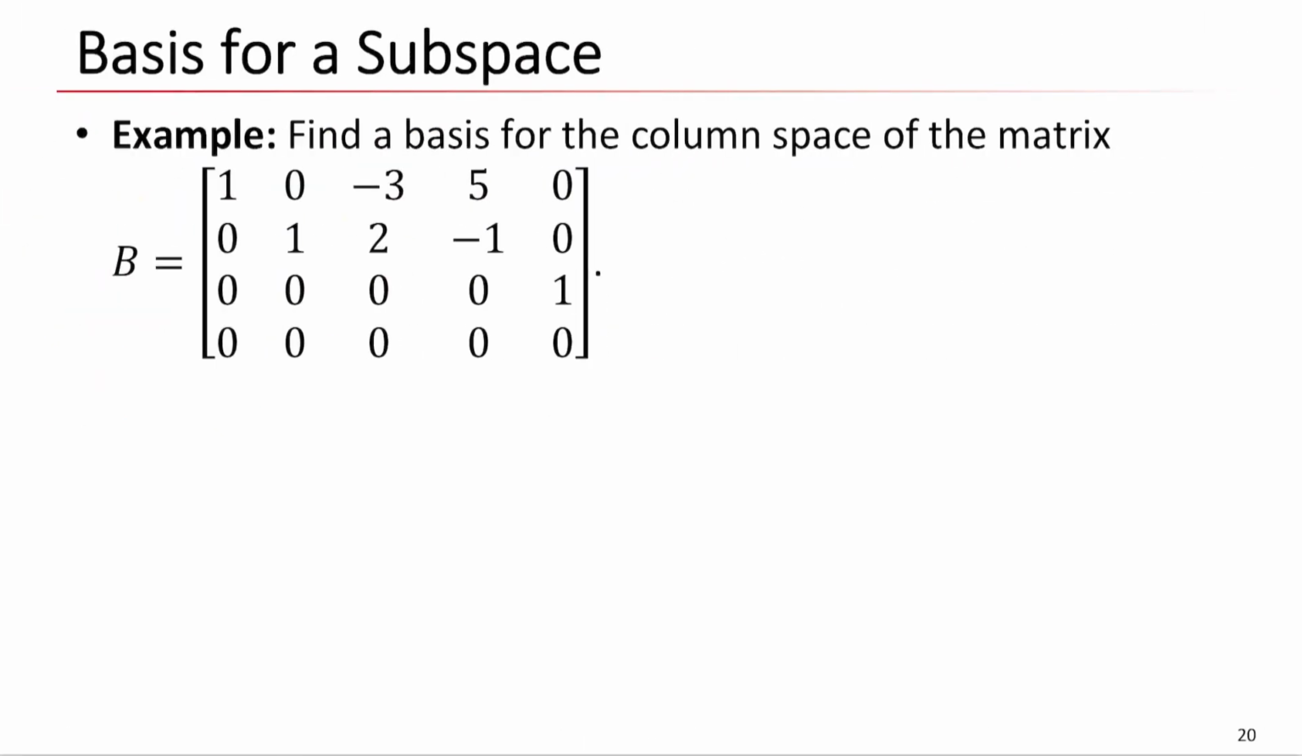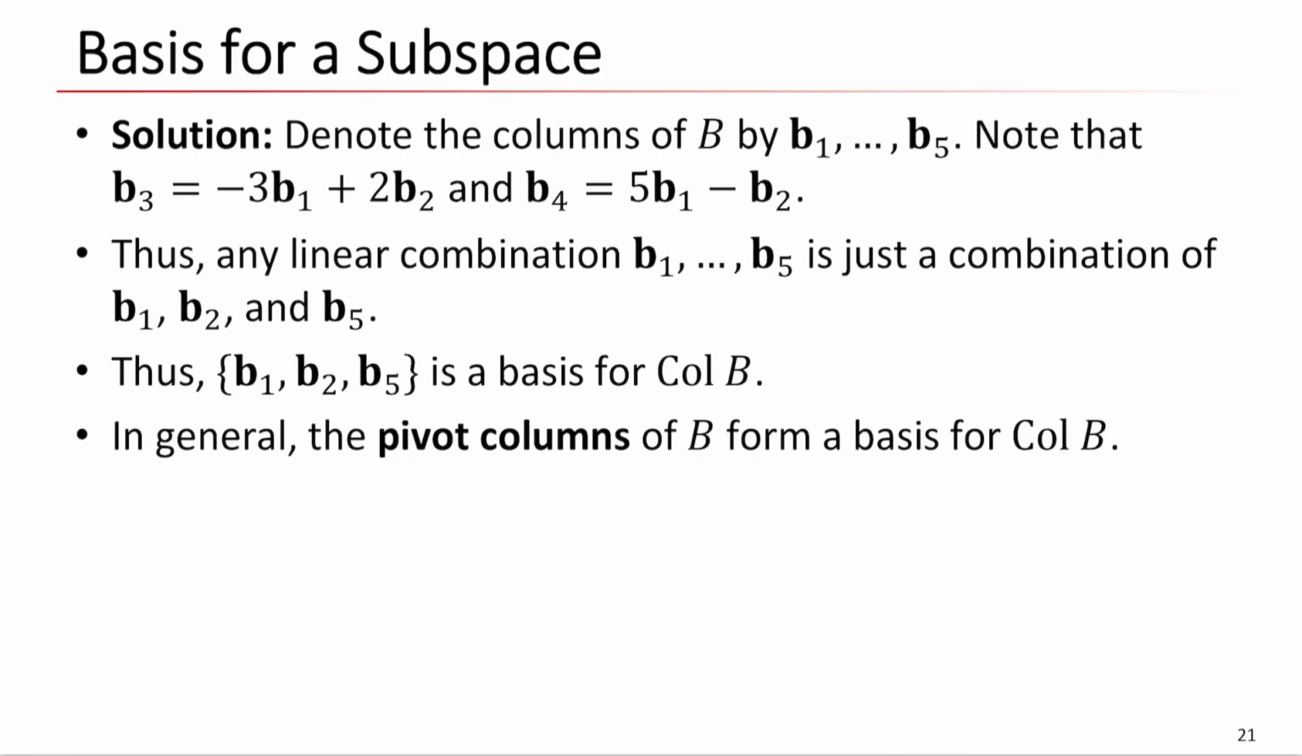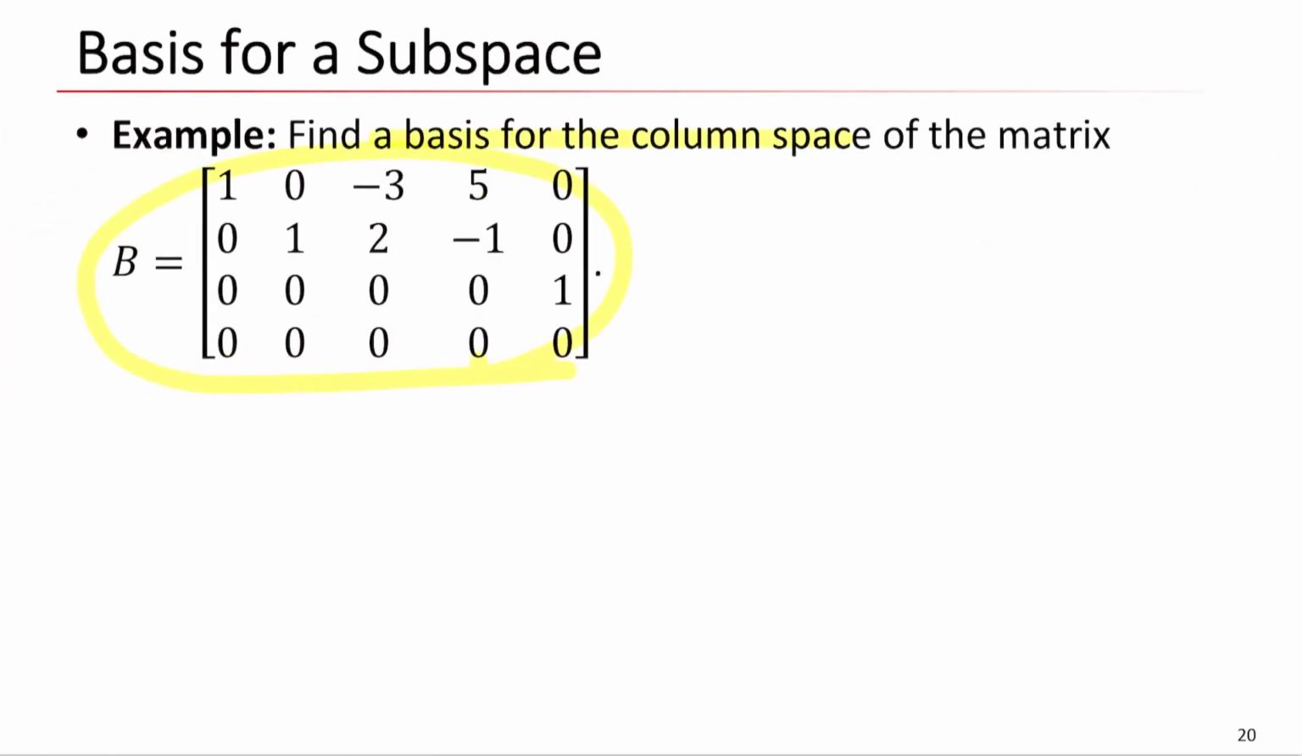Okay, what about the basis for the column space? What about the basis of the column space? The problem was to find the basis for the column space of the matrix B, something like this, okay? So how can I find out the basis for the column space? First of all, denote the columns of B by B1 through B5 here. So this is B1, B2, B3, B4, B5, right?